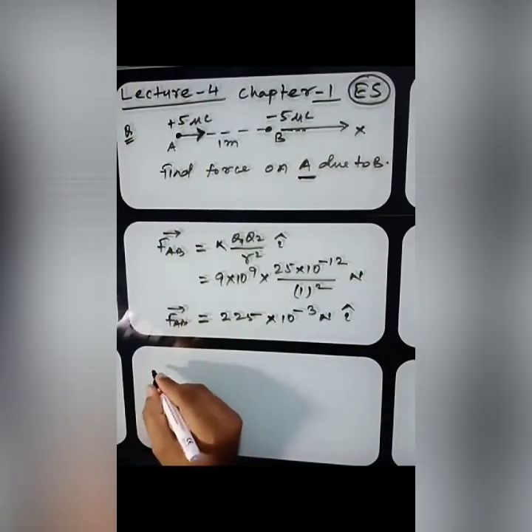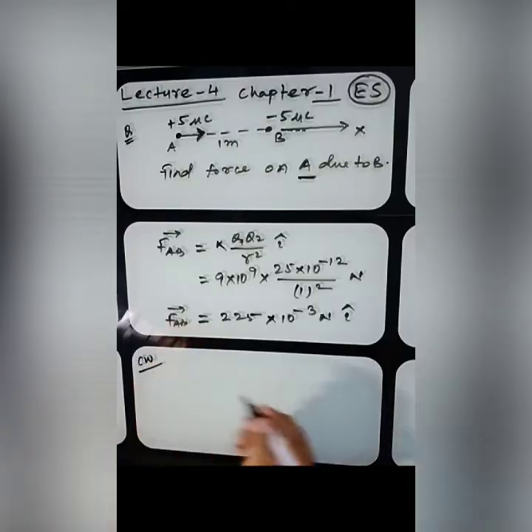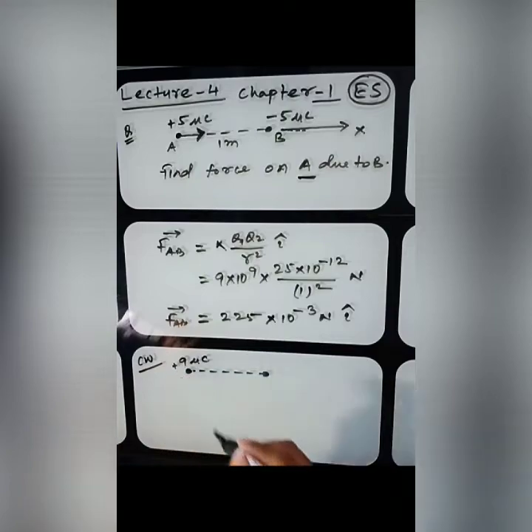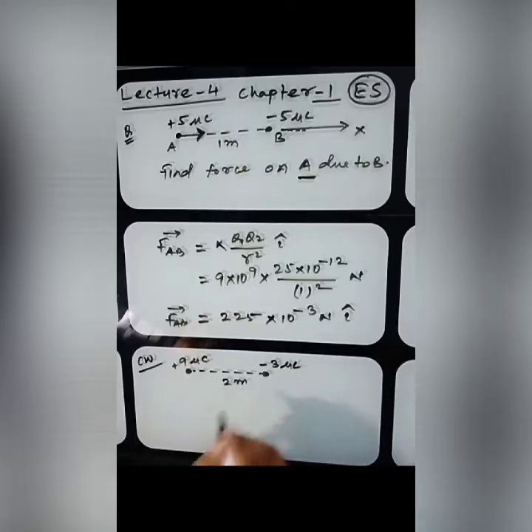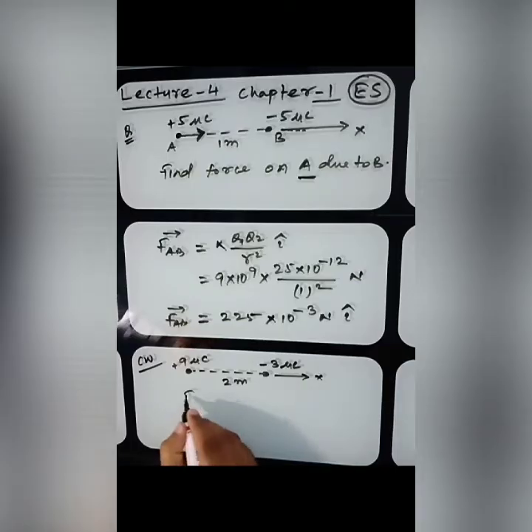Take your classwork and try to solve by yourself the very simple question. Here two charges are placed, plus 9 microcoulomb and minus 3 microcoulomb, separated by 2 meter. This is the x-axis. You have to find force on, this is charge A and B, force on A due to B.